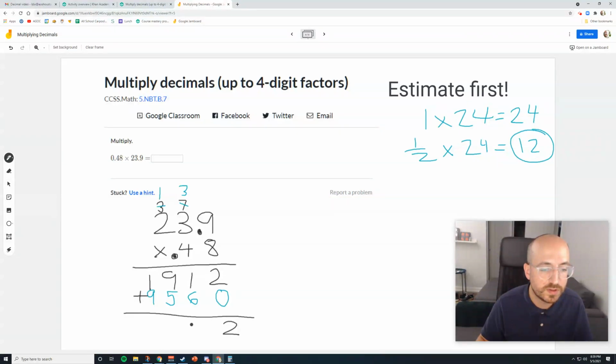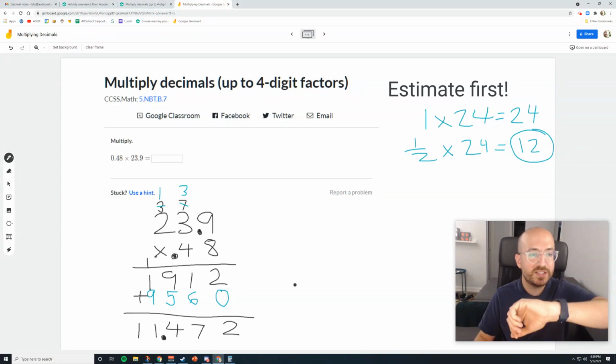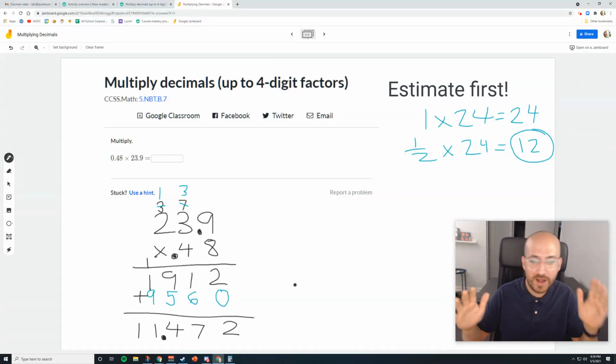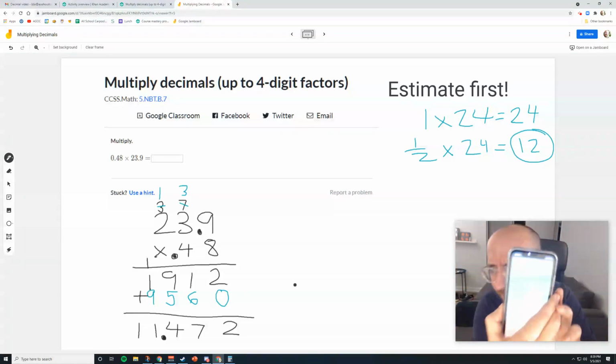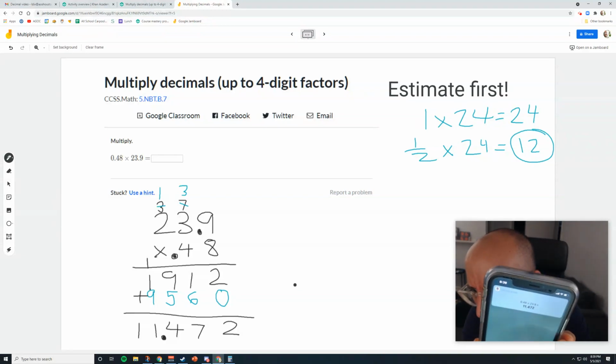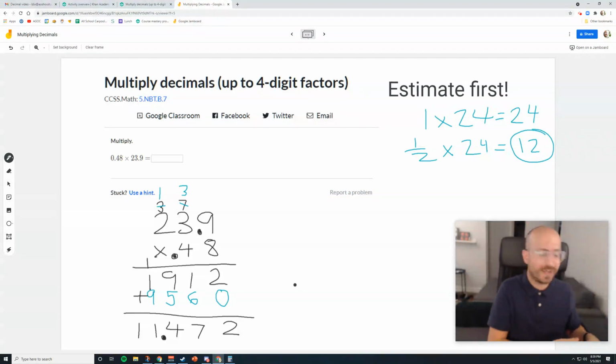2, 7, bang, bang, bang. What did we think it was going to be? What did we think it was going to be? 11.472. Hey Siri, what's 0.48 times 23.9? It's 11.472. Show the kids at home. That's how you do it without Siri.